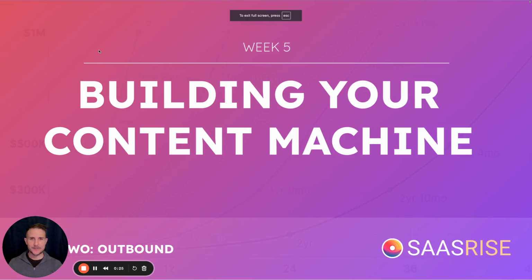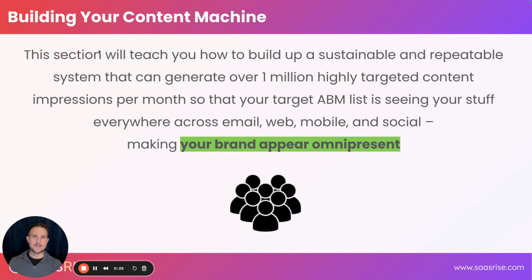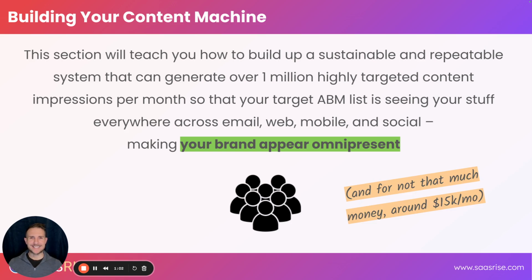This is an exciting one. So what are we going to talk about today? This section is going to teach you how to build a sustainable and repeatable content generation system that's going to generate over 1 million highly targeted content impressions per month, so that target ABM lead list you built earlier is seeing your stuff everywhere across email, web, mobile, and social, making your brand appear omnipresent to your ideal client, prospect, and your entire audience that you want to influence and make aware of who you are. So let's get started on this.